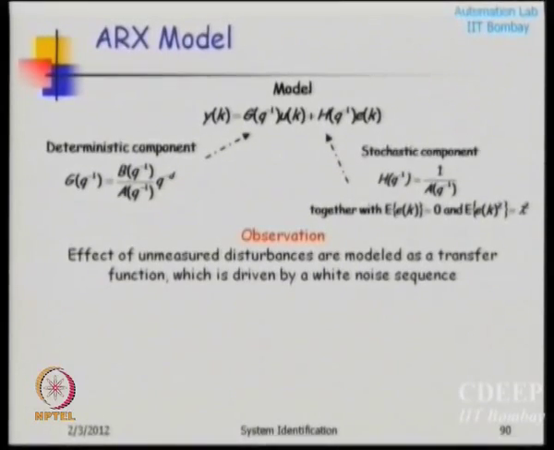What is the meaning of delay in the measurement? The delay in the measurement is that what you observe now was actually something that happened in the past. So the temperature that you see now is actually what happened sometime in the past in the system. That is the meaning of delayed measurement. So both of them can be represented through this model.